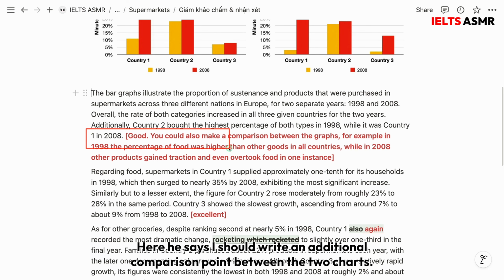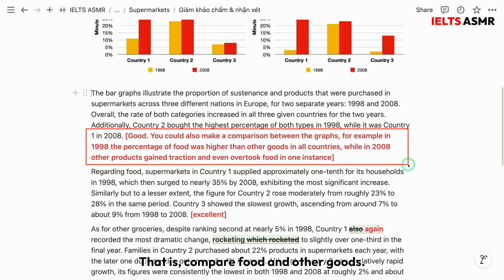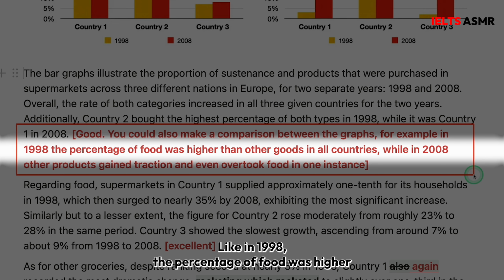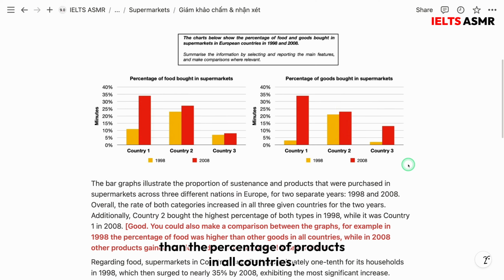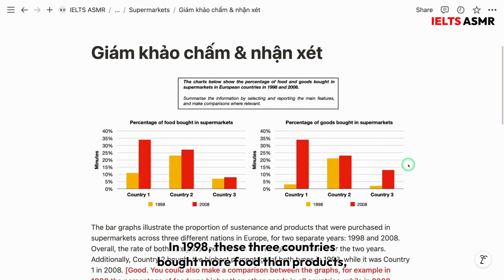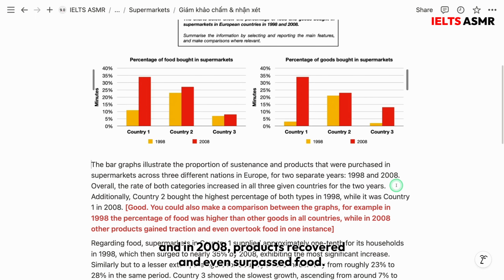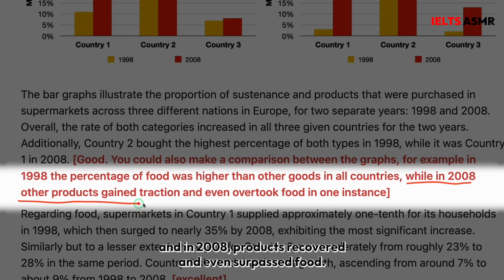Okay, here he says I should write an additional comparison point between the two charts. That is, compare food and other goods. Like in 1998, the percentage of food was higher than the percentage of products in all countries. Let's see. Right, in 1998, these 3 countries bought more food than products. And in 2008, products recovered and even surpassed food in one case.